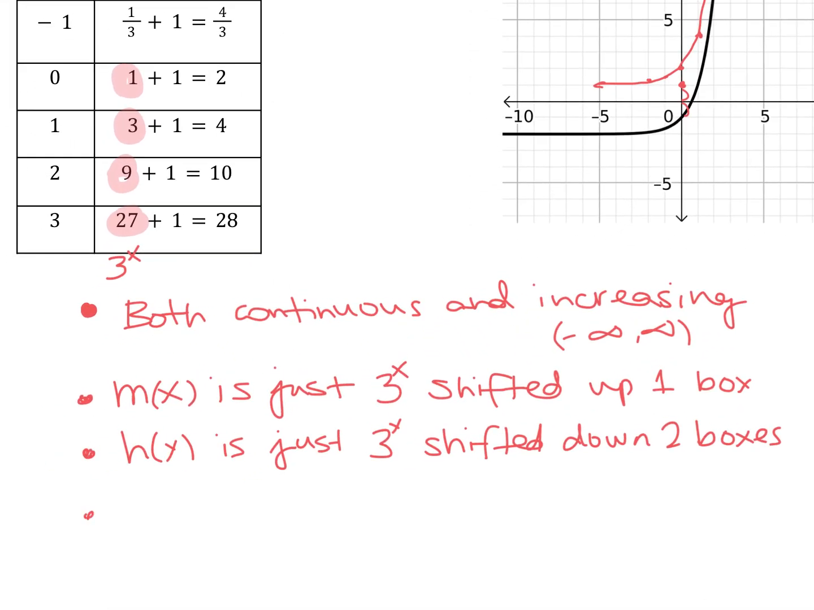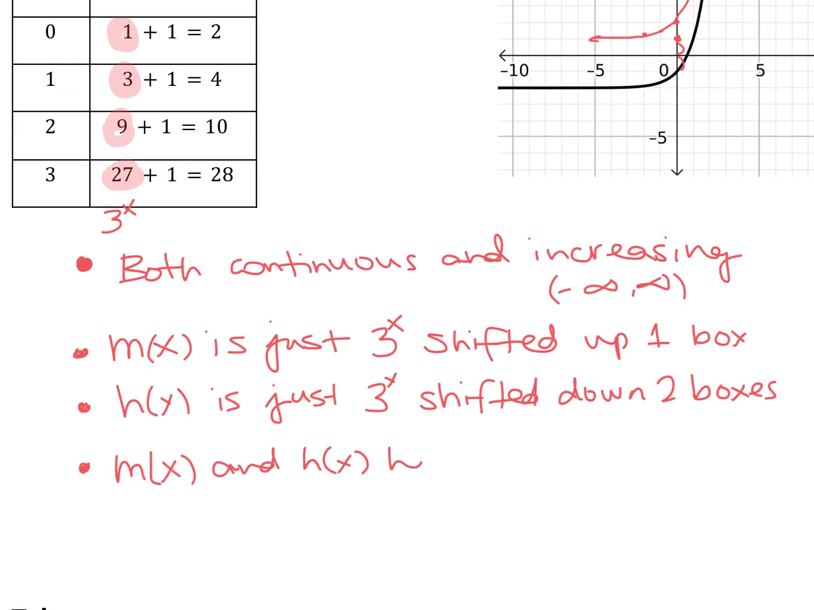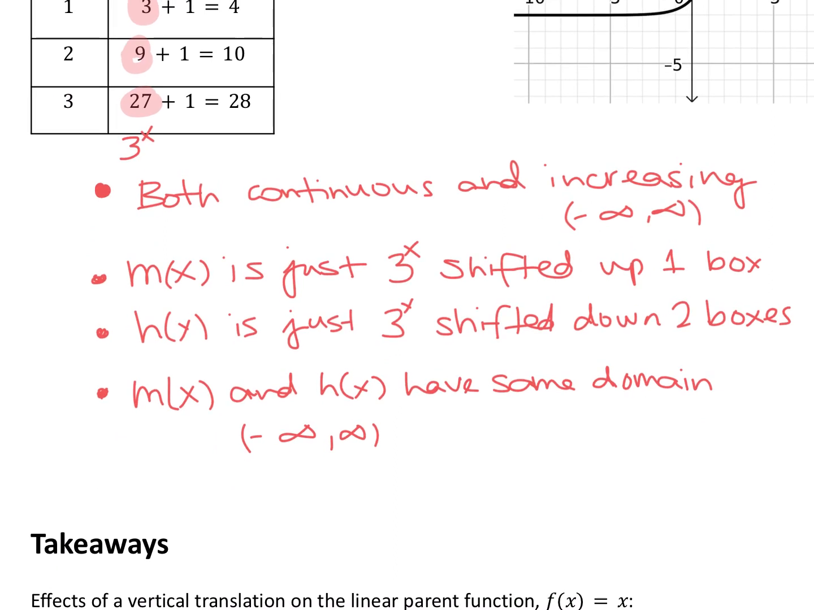Okay, let's think about our domains and our ranges. So it looks like m of x and h of x have the same domain. Okay, and that's just all x values, negative infinity to positive infinity. And then, but their ranges are different, right? There are different y values.